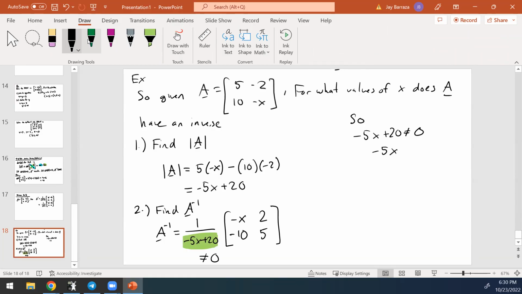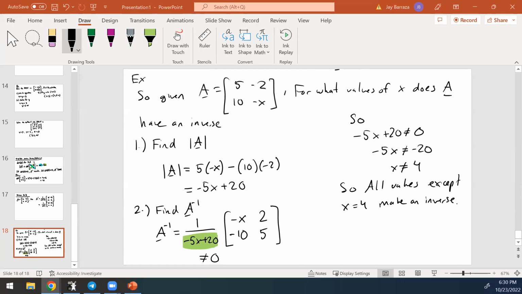So then negative 5x cannot be equal to negative 20. So x cannot be equal to 4. So all values except x equals 4 make an inverse. Because if I plug in 4, I would get division by 0. Does everyone see how I did that? I just want to make sure. Any questions on that? So that is determinant, that is inverse, right?